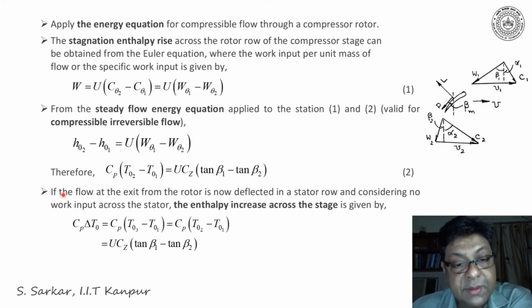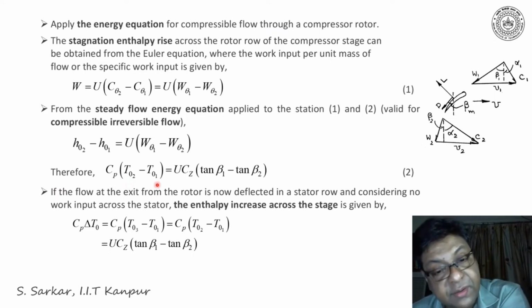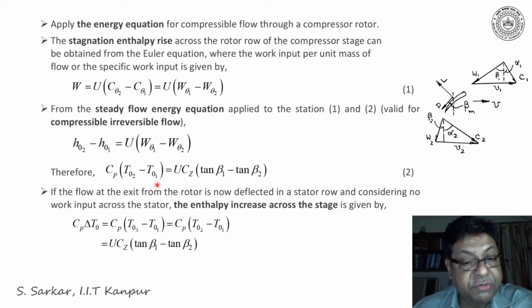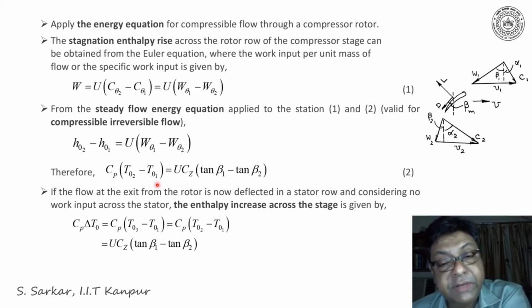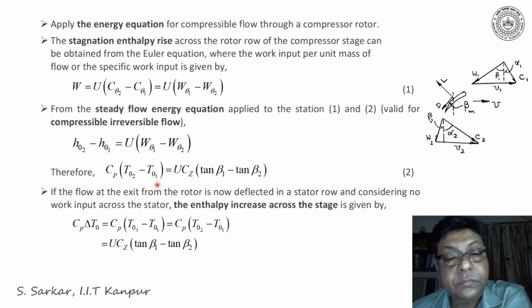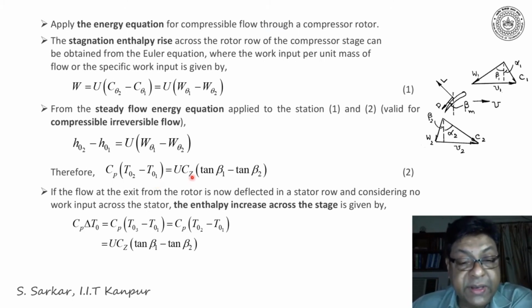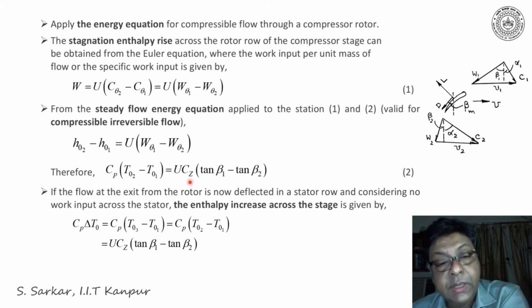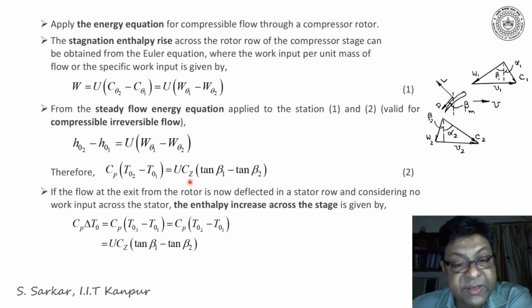Thus, Cp into (T02 minus T01) is equal to U into Cz within bracket (tan beta 1 minus tan beta 2). Now Cz is the axial component of velocity. Now this relation I can get from the velocity triangle.